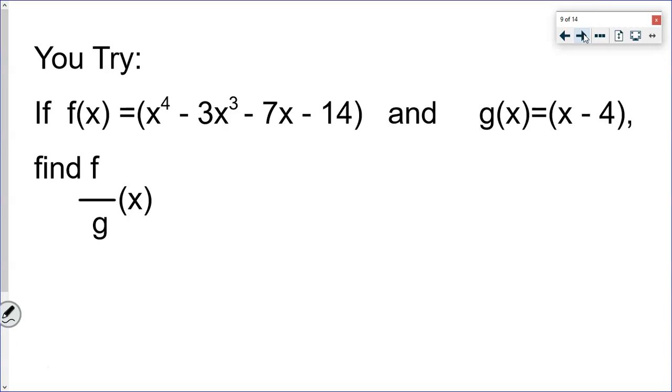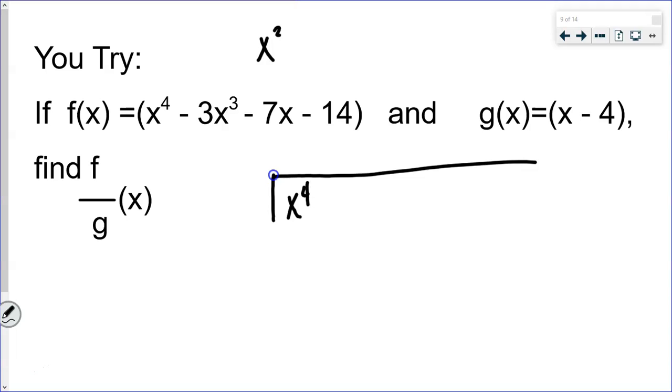All right, so go ahead and do this one and come back to me when you're done. Okay, so I notice once again when I'm looking at my terms that I'm missing an x to the 2nd. Do you guys see that? So I'm going to say x to the 4th minus 3x to the 3rd plus 0x squared minus 7x minus 14, and we're dividing that by x minus 4.